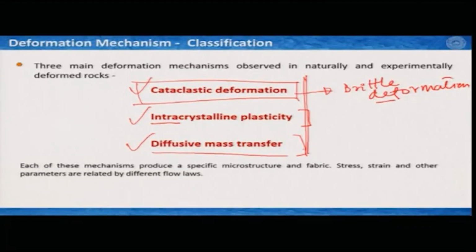So, again the primary aim of studying these three mechanisms is to figure out the different relationships between stress, strain and other parameters, how they are related and how we can put them together in different flow laws. So, let us start with the cataclastic deformation mechanism, and we will first learn what the characteristics of cataclastic deformation are. I have given a list here in this slide.